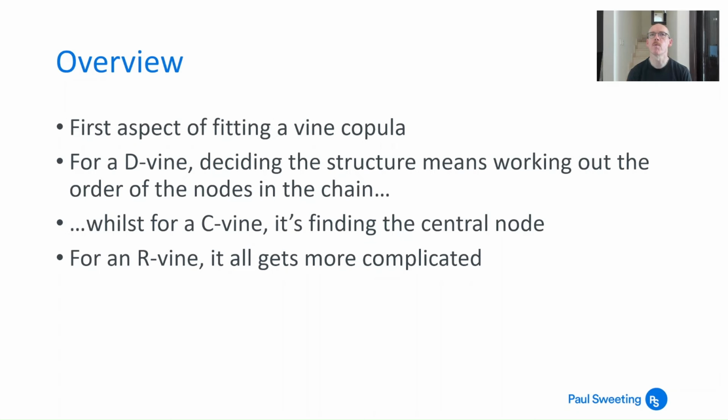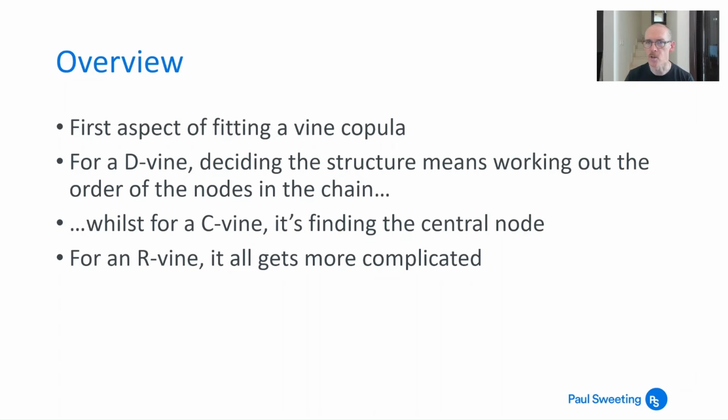So what do we mean first when we're talking about finding the structure of a vine copula? For a D vine, we're looking at trying to work out what the order of the nodes in the chain should be. For a C vine, what we're looking at is trying to work out which is the central node and which are the other ones, the ones that are connected to a central node. For an R vine, then you've got all sorts of different shapes that you could have.